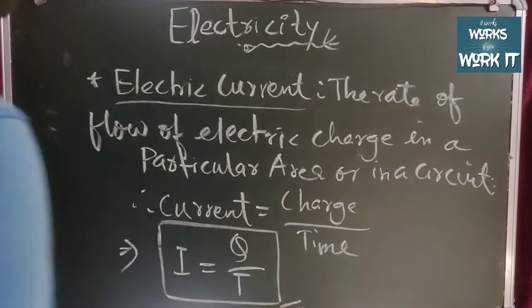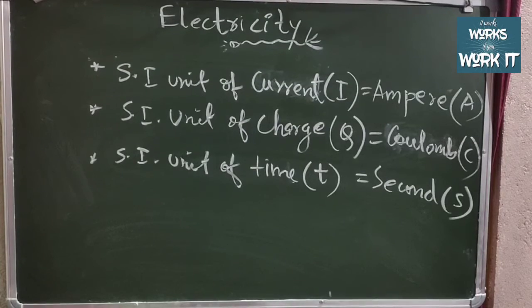And if we see the SI units, the SI unit of current, symbolized as I, is ampere, A. The SI unit of charge Q is coulomb, C, and the SI unit of time T is second. Okay, so these are the SI units.